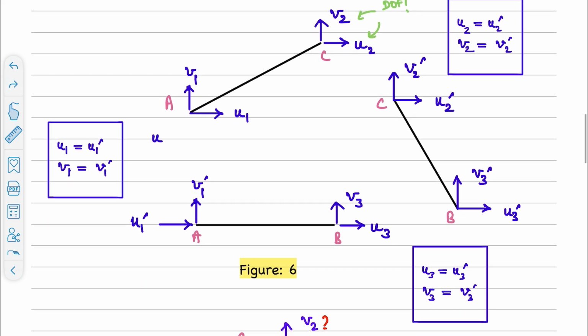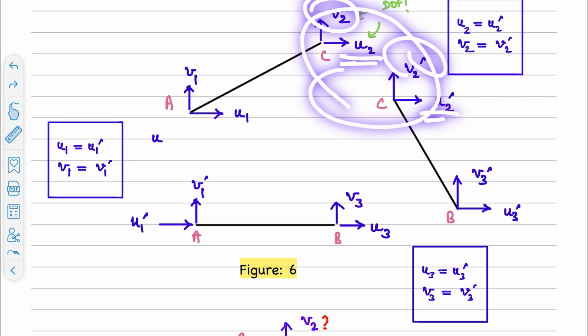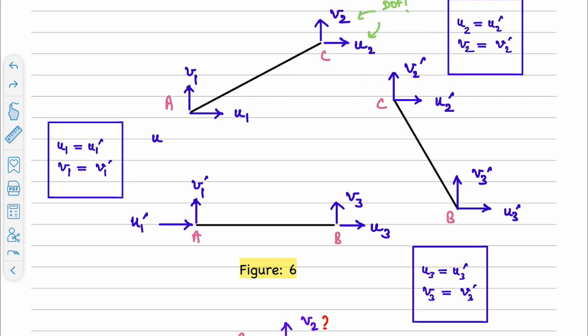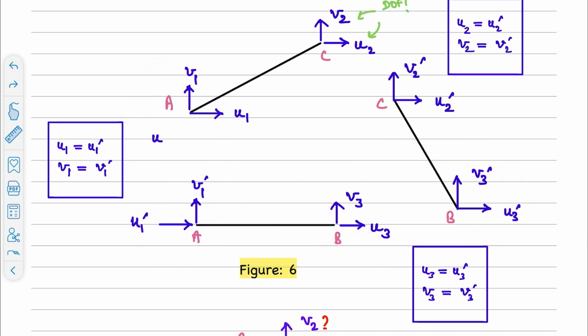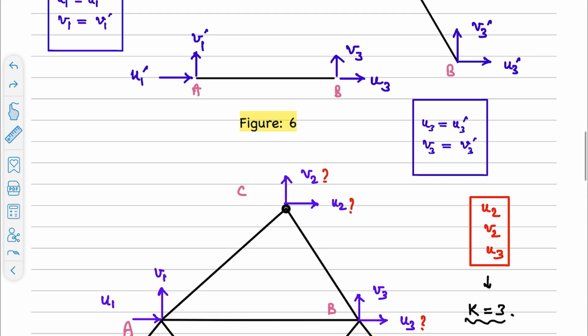So here for compatibility, this U2 should be equal to U2 dash and V2 should be equal to V2 dash. Only then the member will be intact at the joint even after the application of load. Similar conditions apply at other joints such as A and B as well. If you consider joint A, this U1 should be equal to U1 dash and V1 should be equal to V1 dash. If we consider all such compatibility conditions, overall we end up with only these 6 displacement degrees of freedom at joints such as A, B, and C.